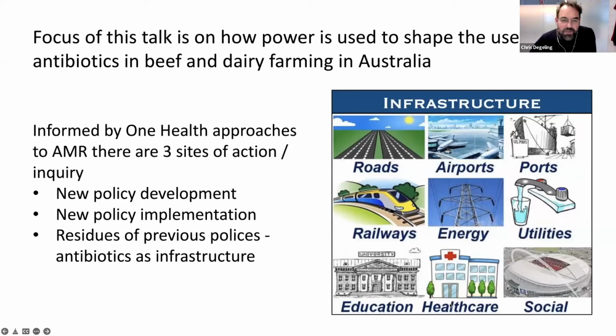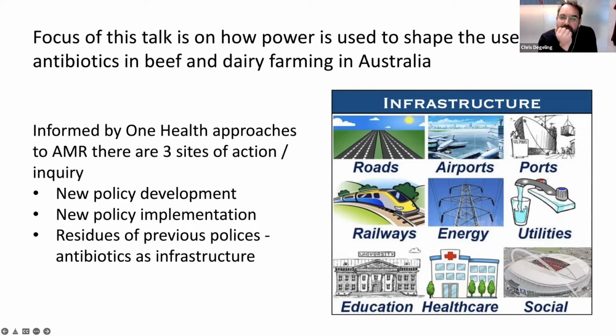So for those of you who don't know, AMR is obviously a consequence of the evolution of bacteria developing resistance to antibiotics and exposure, and that exposure happens in a classic One Health sense within human healthcare, within agriculture, and then also across the environment. So it's sort of been held up as one of the classic exemplars of a One Health problem.